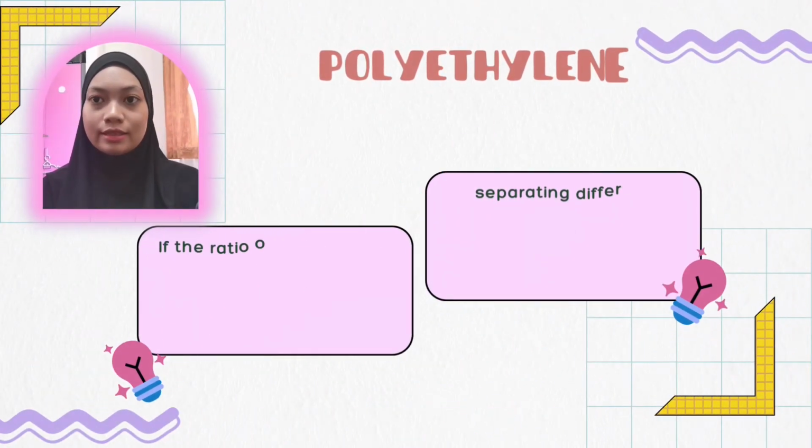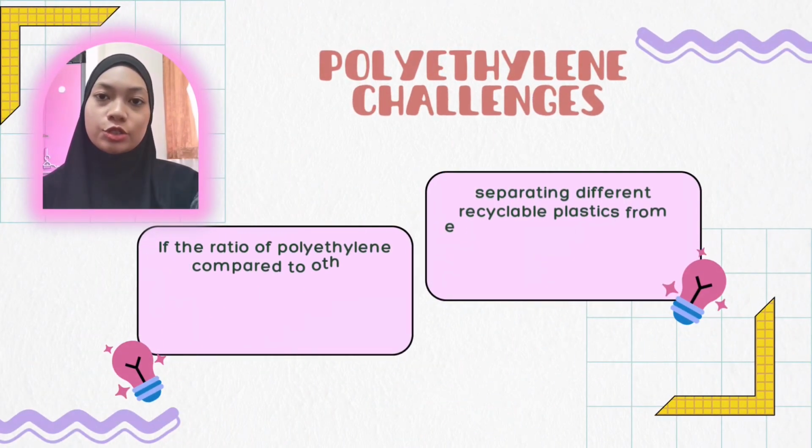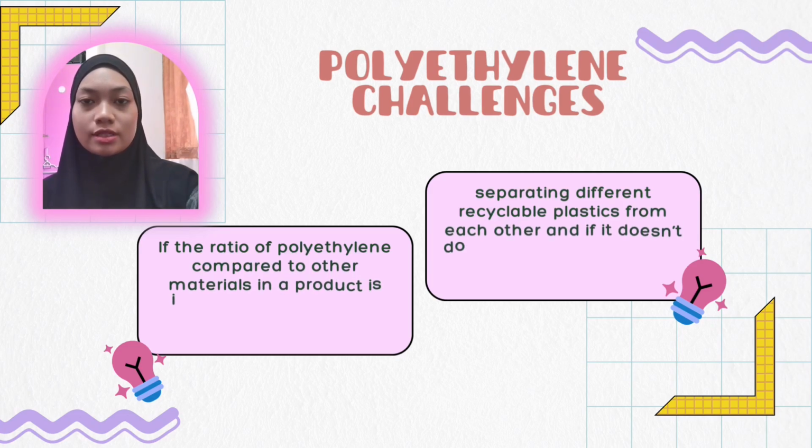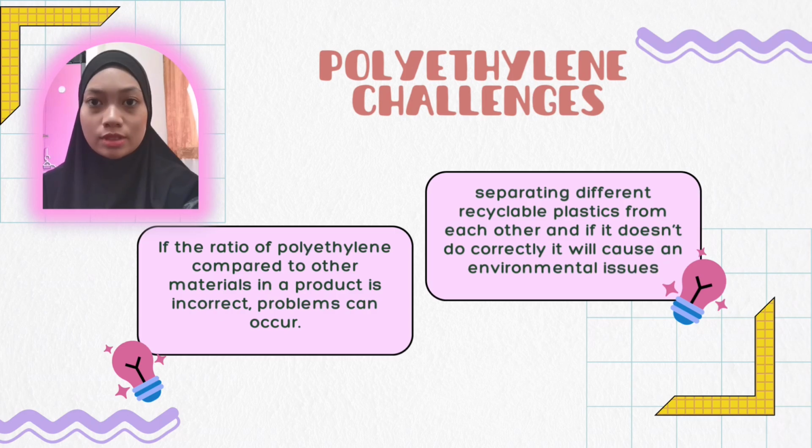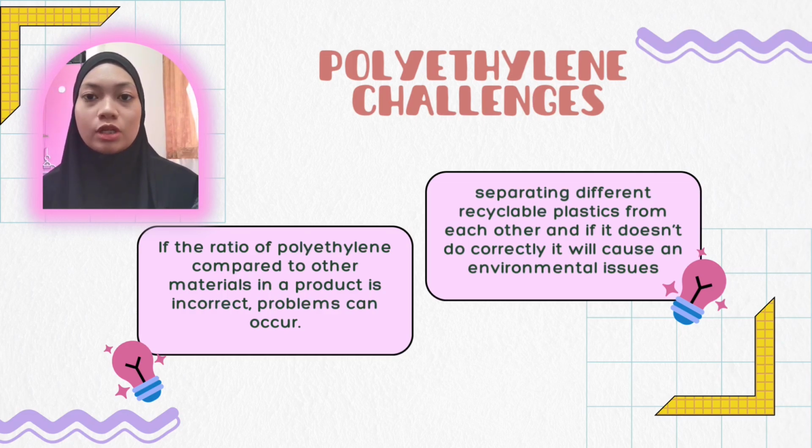Lastly, we have polyethylene challenges. First, if the ratio of polyethylene compared to other materials in the product is incorrect, problems can occur. For example, analysis was done to discover the problem when the plastic breaks over time. The examination of the expanded hydrocarbon stretching region of the field and control parts showed that the ratio of polyethylene to polypropylene in the field part was significantly higher than in the control part.